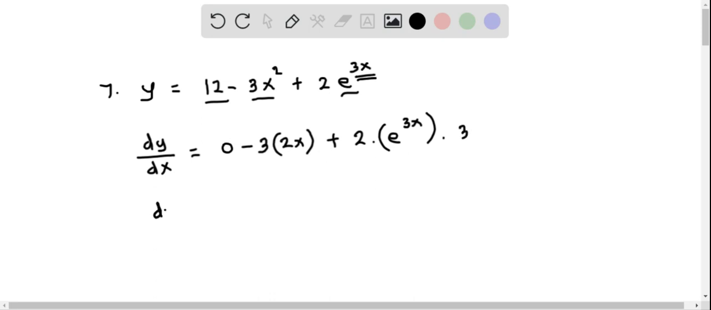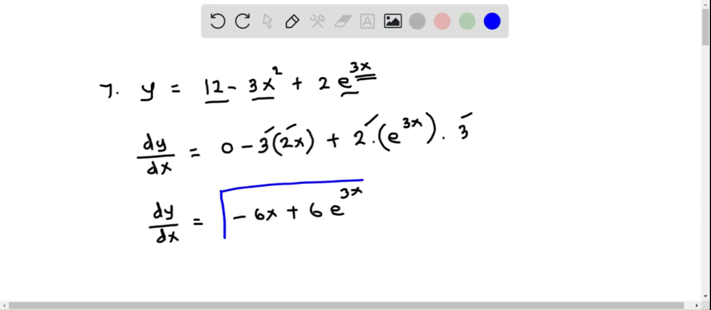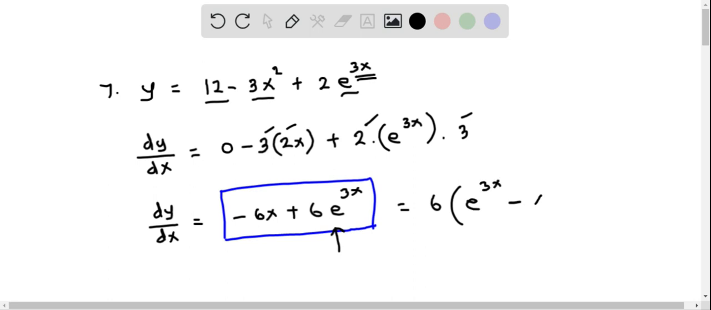So let's simplify this. So here we have dy by dx, but this equals negative 3 times 2 is negative 6x plus 2 times 3 is 6 e raised to the power of 3x. So therefore negative 6x plus 6 times e power 3x is the derivative. In fact, we can also factor the 6 and write this in factor form. Let me put this first, that is e raised to the power of 3x minus x. And so this is the derivative of y.